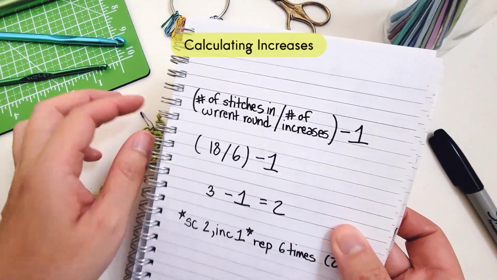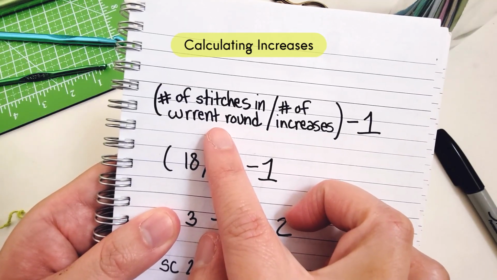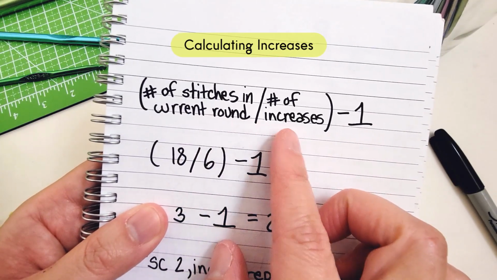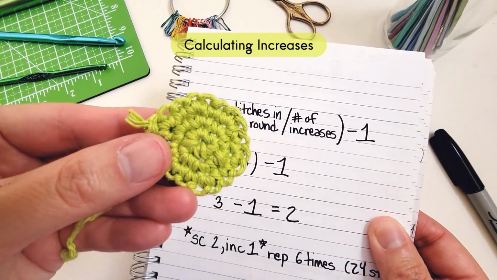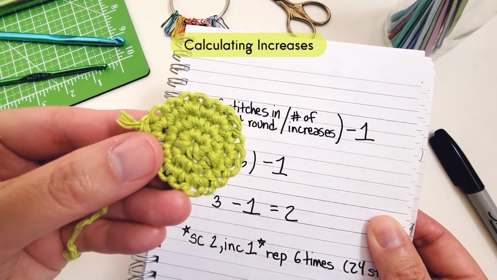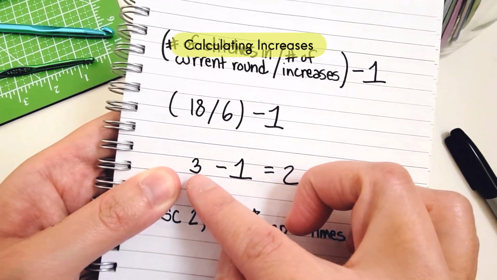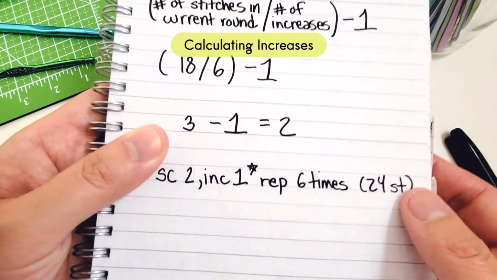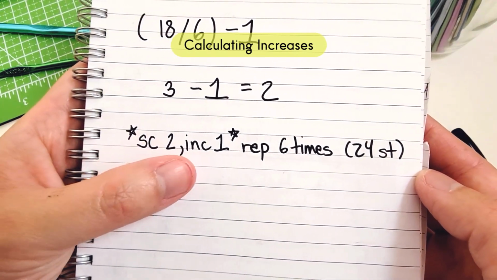So the formula I use is I take the number of stitches in my current round and then I divide that by the number of increases I want to make, minus 1. So here in my current round I have 18 stitches and I want to increase by 6. So 18 divided by 6 is 3, then minus 1 is 2, so now I know I have to make 2 stitches before I do an increase for my next round.